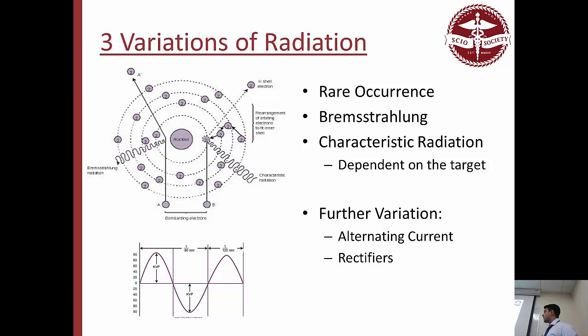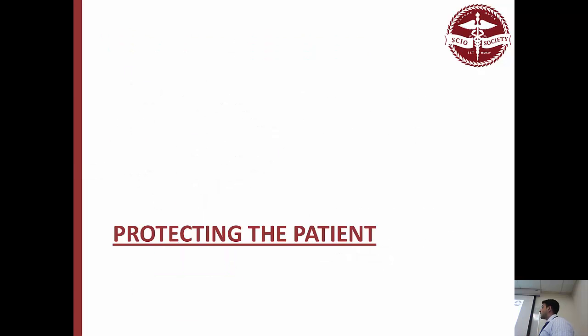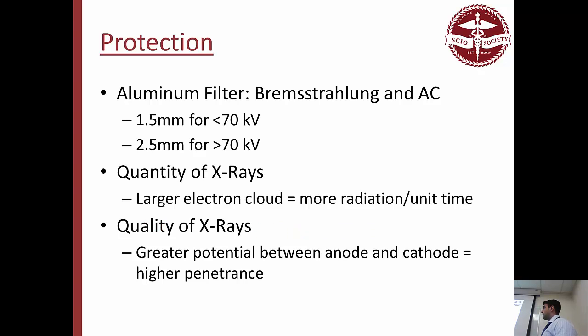And then we can fix the alternating current by using rectifiers. That's what they do in some of the machines. Alternatively, we can use a DC current, which is nice too. All right, so that's the radiation part. That's all there was basically to it. So protecting the patient is important. There's a couple of things that protect the patient.